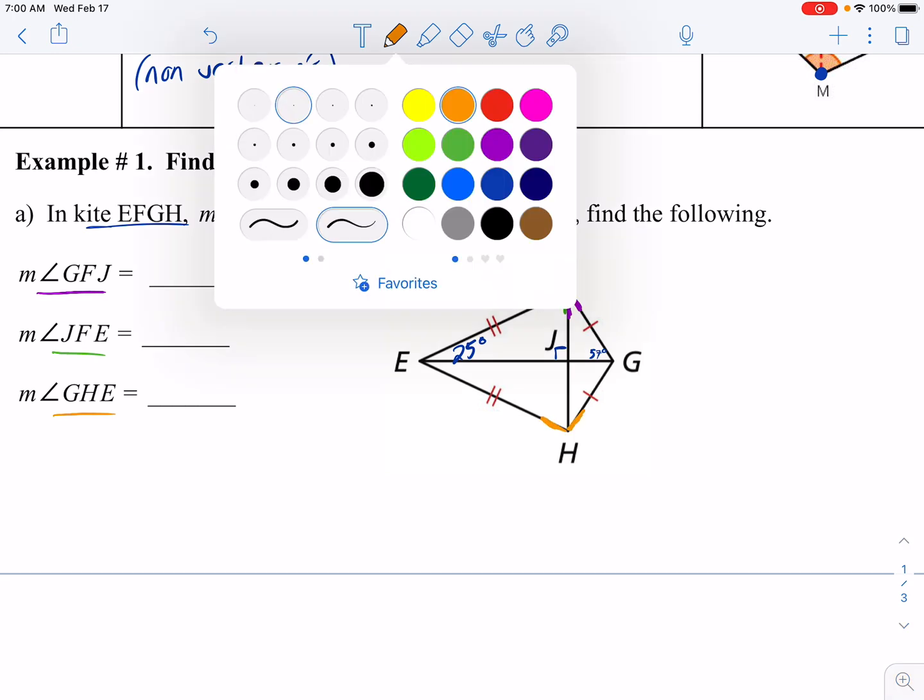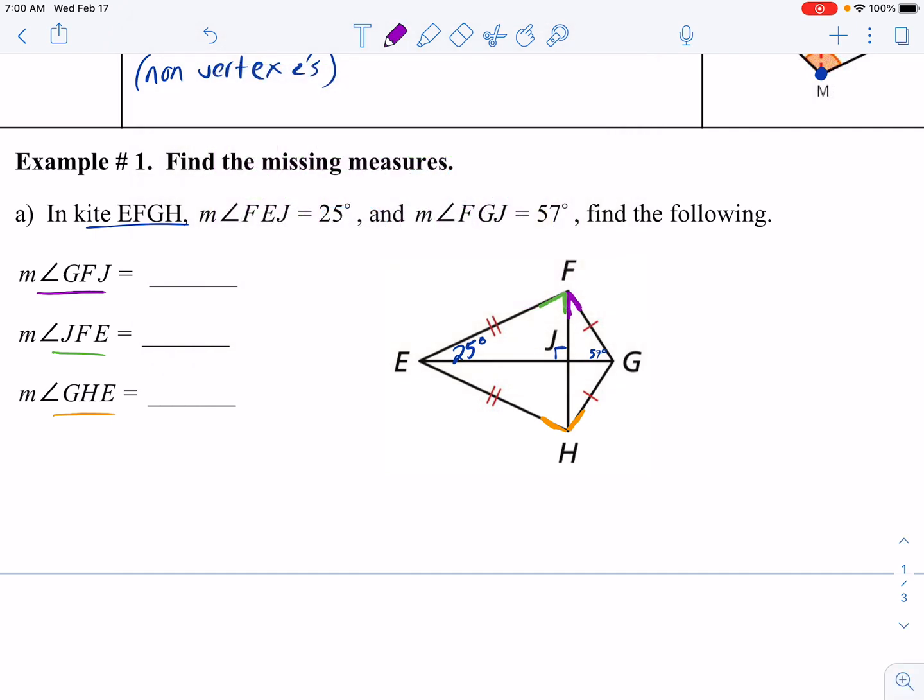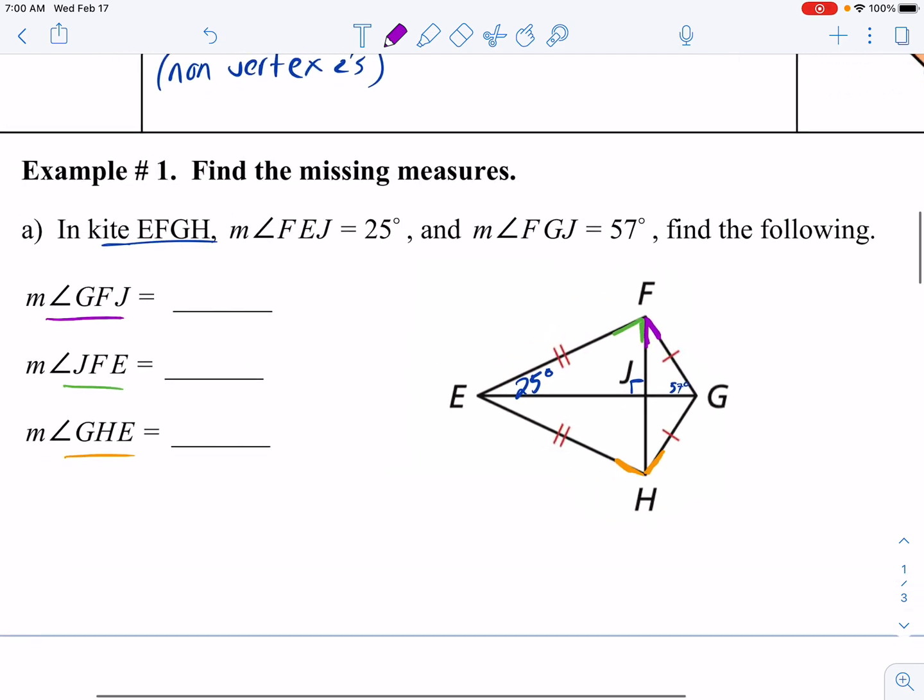Okay. Let's first start with this purple angle here, GFJ. Well, if we have an angle measure that's 57, then we know that this angle right here needs to add up to 90 with 57 because you have a 90-degree angle right here. So we would say 90 minus 57 gets us 33 degrees. And now you have 57, 90, 33. All 3 of those angles add up to 180 degrees. So you are good. Right?